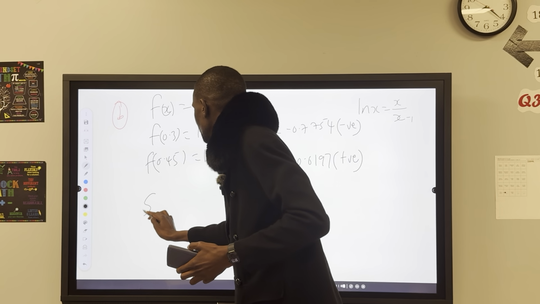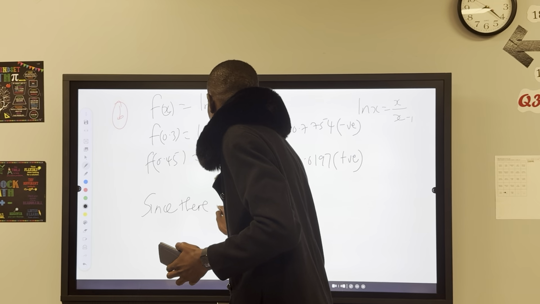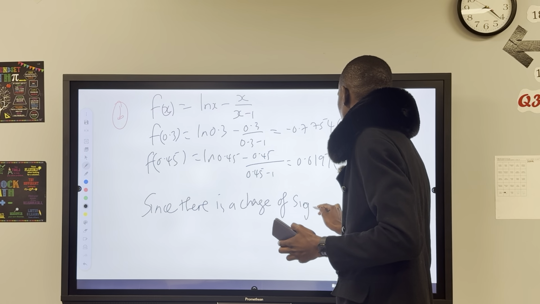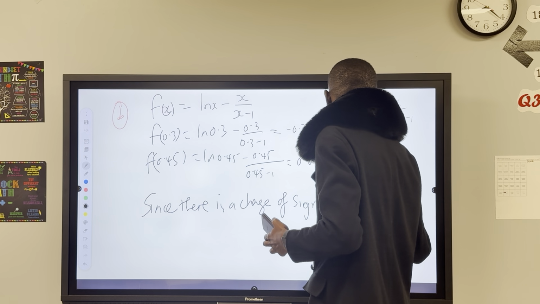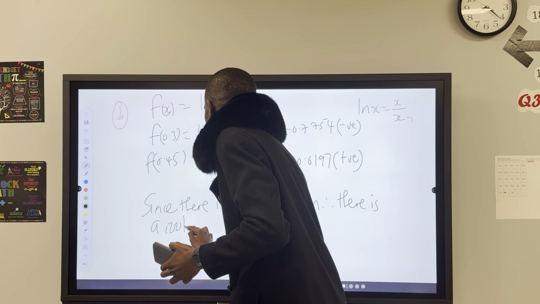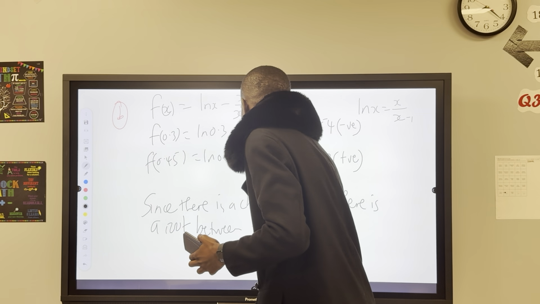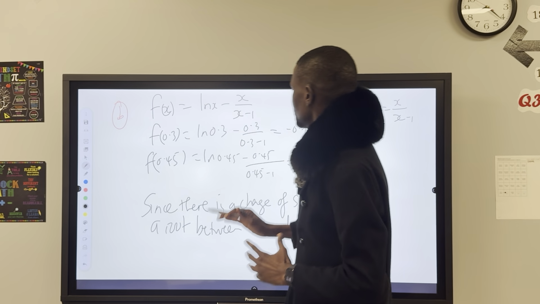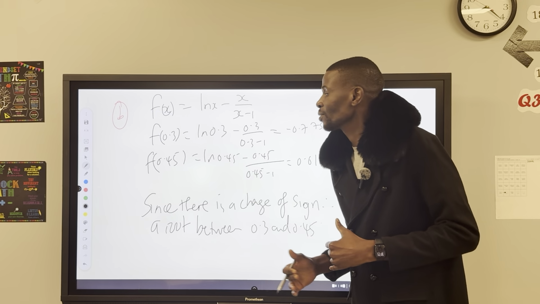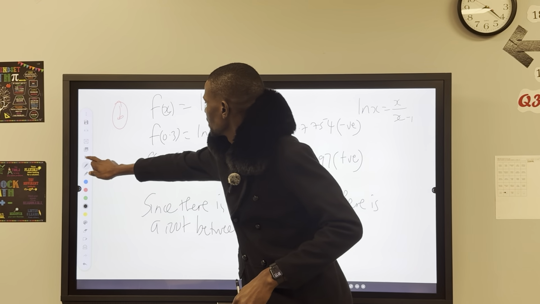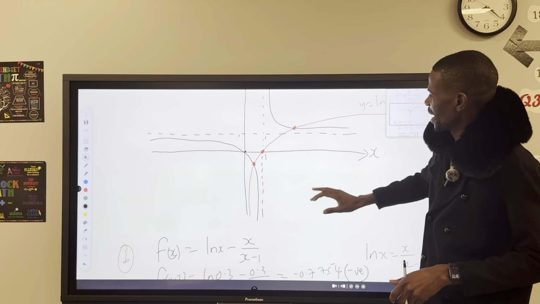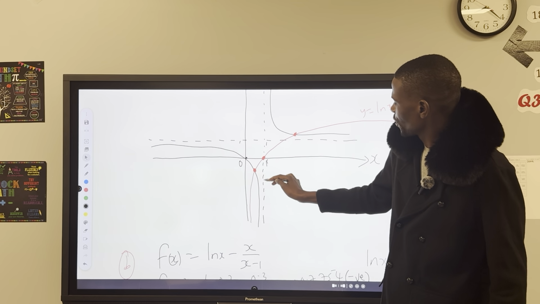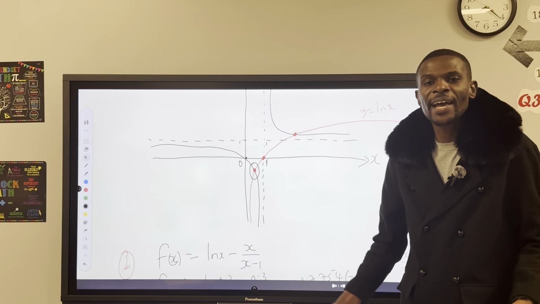So you write, since there is a change of sign, therefore there is a root between 0.3 and 0.45. Right. Just because there is a change of sign, remember I said this is called the intermediate value theorem, which we have used here. And you can actually check from this graph, guys. Remember, this is 1, this is 0. So obviously between 0.3 and 0.45, there is a root. This is one of the roots that we are talking about.